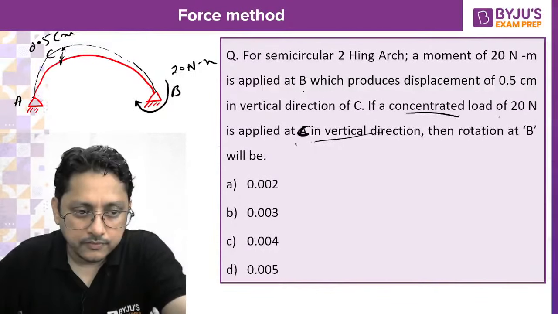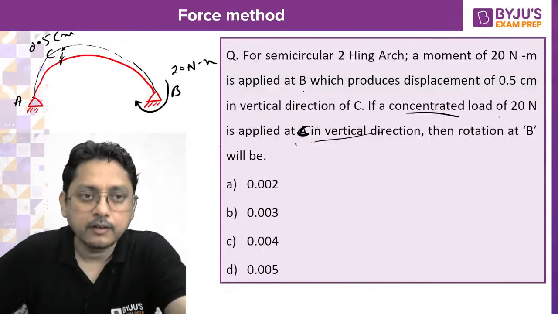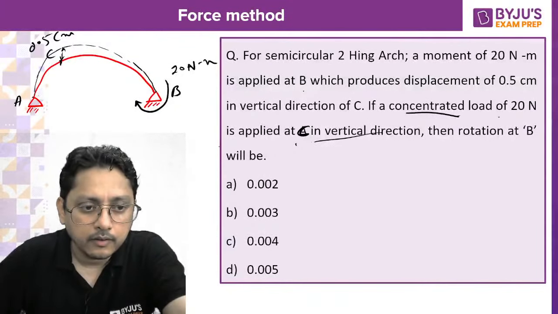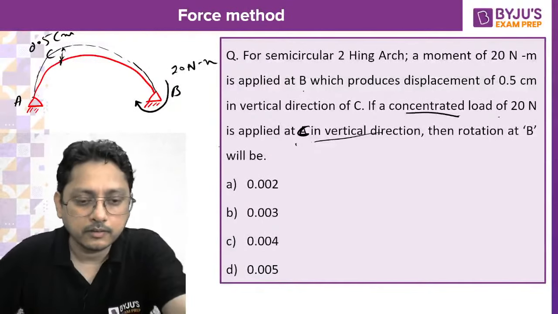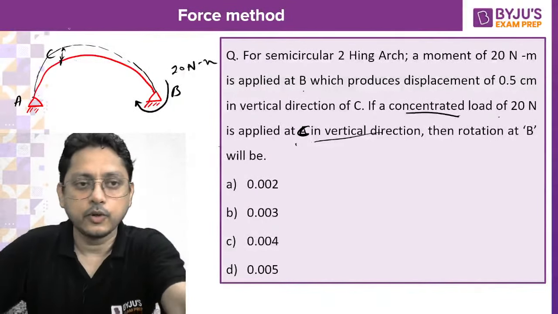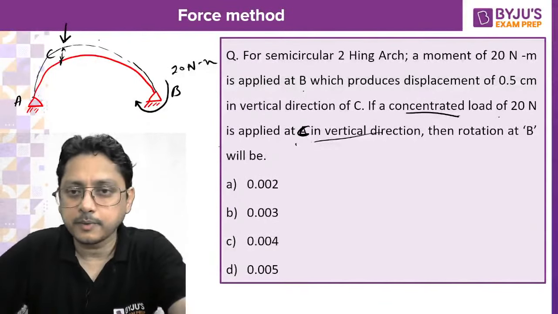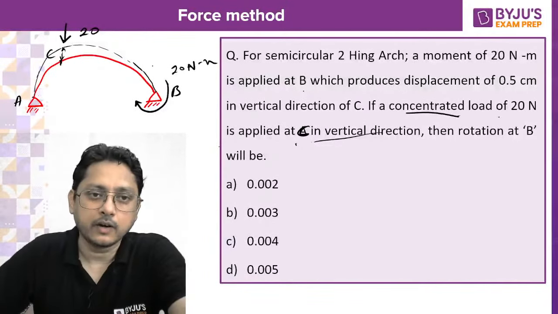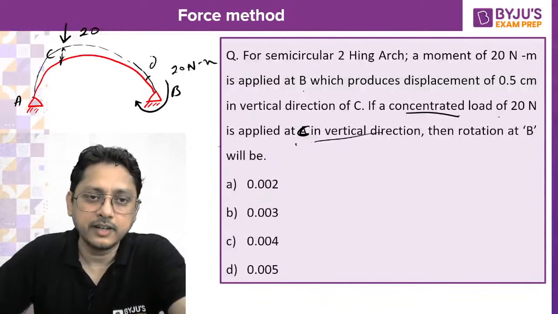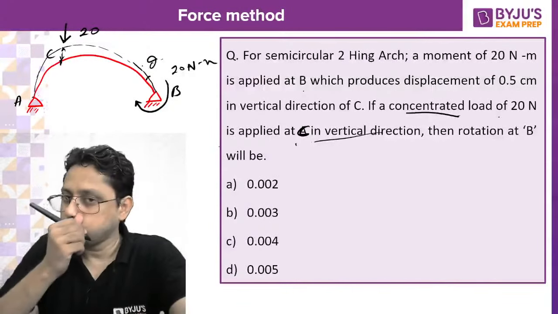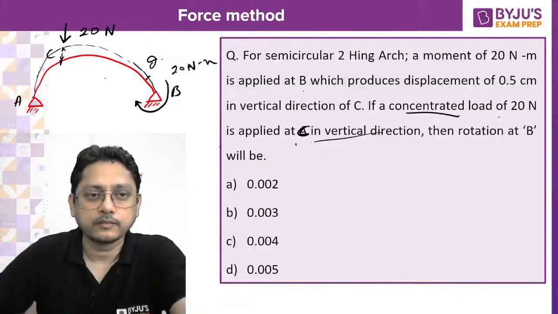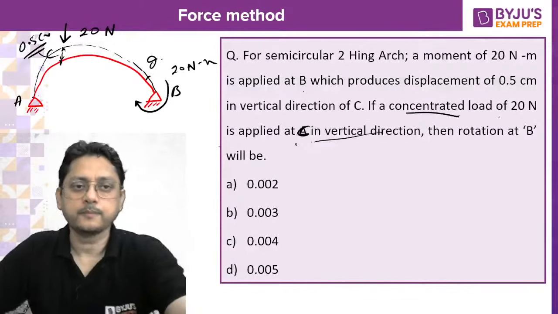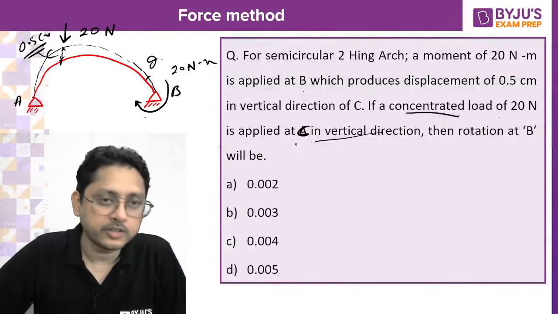Now, I'll apply the load, the black one, which will be more visible. If you apply the load in the vertical direction, that is 20 Newton, then what will be the rotation theta? This theta he's asking. Can you do this one? This vertical deflection has given us 0.5. How to get the rotation at theta?